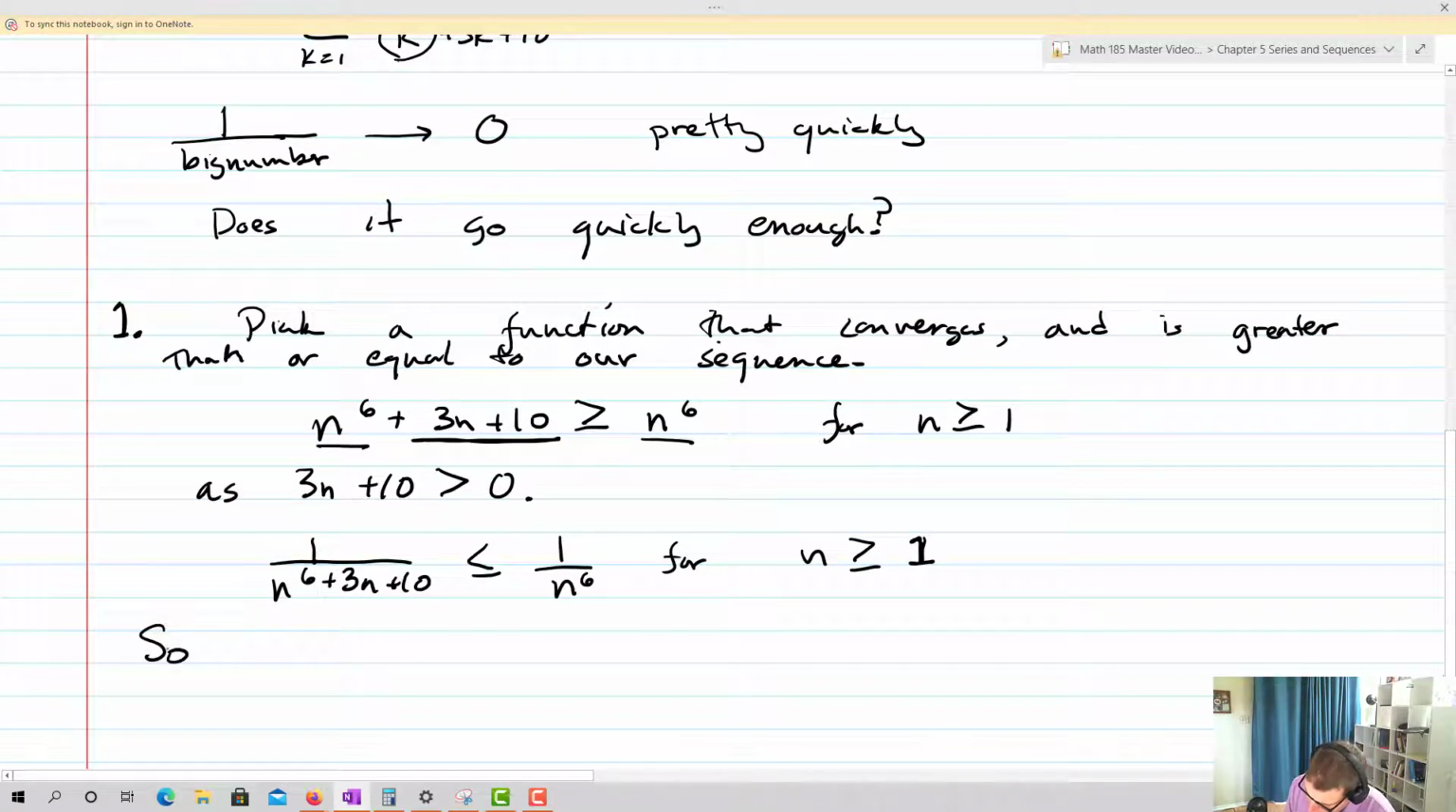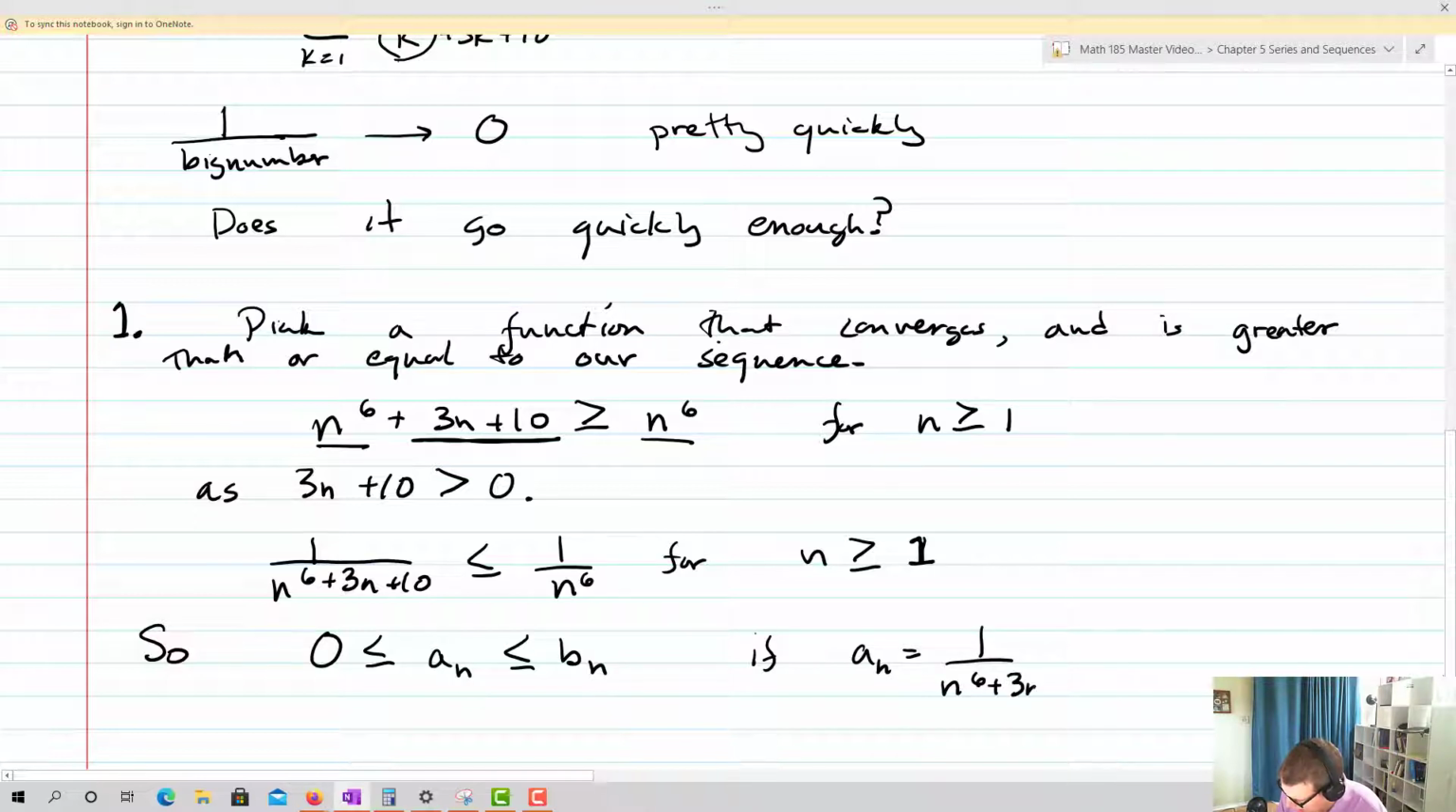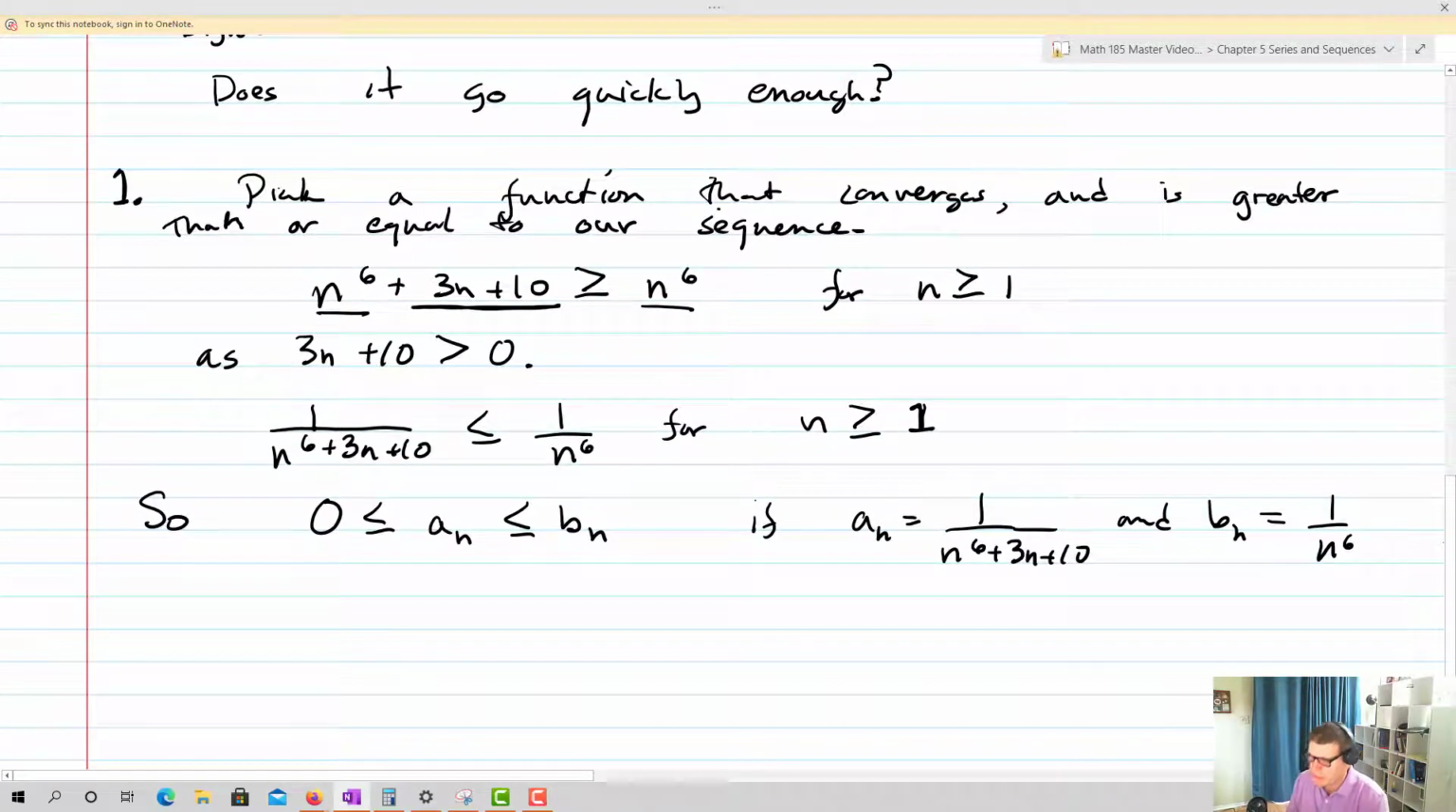So what this shows me is that 0 is less than or equal to a sub n, which is less than or equal to b sub n, where a sub n equals 1 over n to the 6th plus 3n plus 10, and b sub n is equal to 1 over n to the 6th. So that's good. That's good to go. That's actually the first part of our proof. That's the first thing that we need.